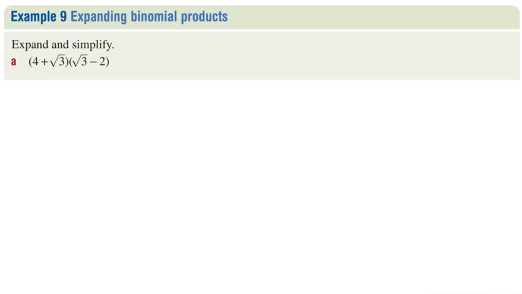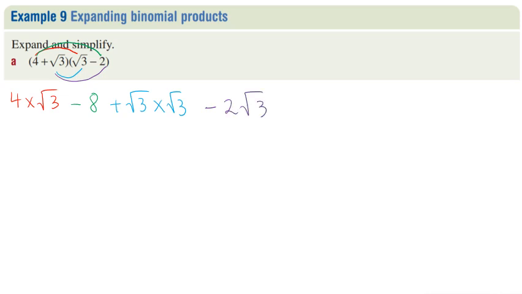So we multiply the first part. So we'll have 4 times square root 3. Then we multiply the outer. So 4 times negative 2, which is negative 8. Then we're multiplying the inner. So we'll have square root 3 times square root 3. And then we're multiplying the last part here. So square root 3 times negative 2, I'll just write it this way, negative 2 square root 3.